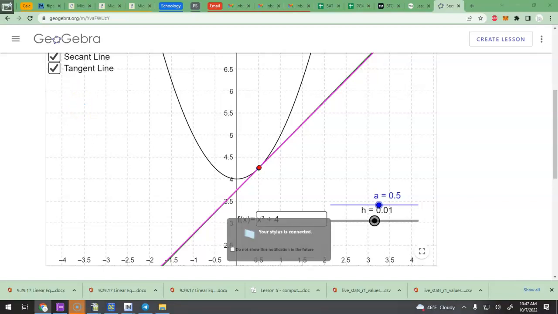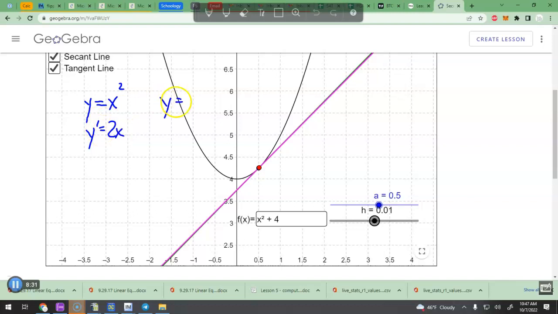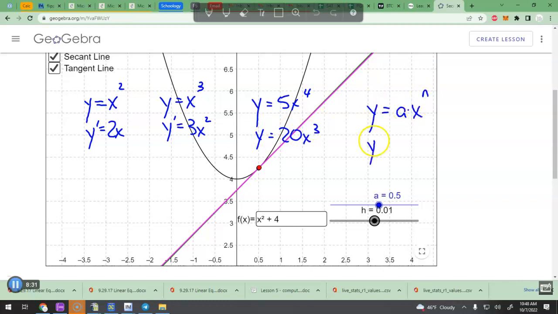So for those of you following along at home here, I'm saying if y equals x squared, I know the derivative is 2x. If y equals x to the third, the derivative is 3x squared. If y was 5x to the fourth, the derivative is 20x to the third. If I told you y was a times x to the n power, could you tell me the derivative? Don't say out loud. I was just rehashing for the home viewers. You think you got it? Everybody think they got it? Yeah, go ahead.